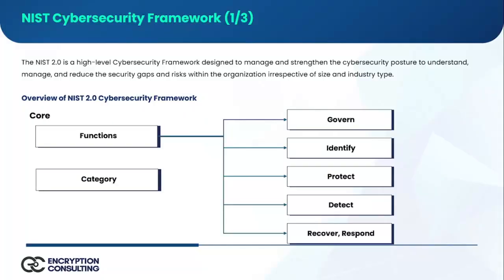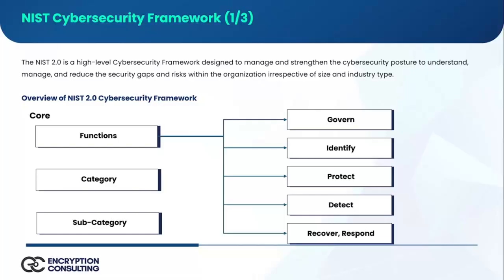Each function is broken down into smaller parts called categories, which are groups of related goals. These categories have more specific tasks to reach that goal, called subcategories. While these subcategories give a lot of details, they don't cover every possible situation. They just give a good idea of what needs to be done to support each category. For example, in the function Protect, a category might be data security. Within data security, a subcategory could be encrypting sensitive data, for example, PII or PHI data.